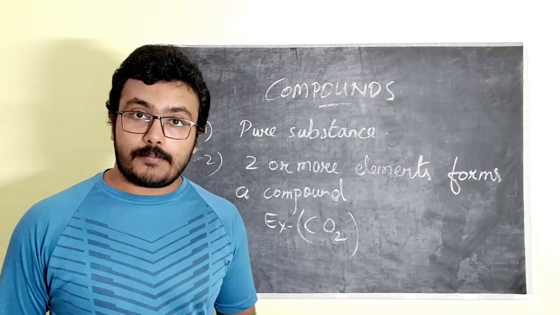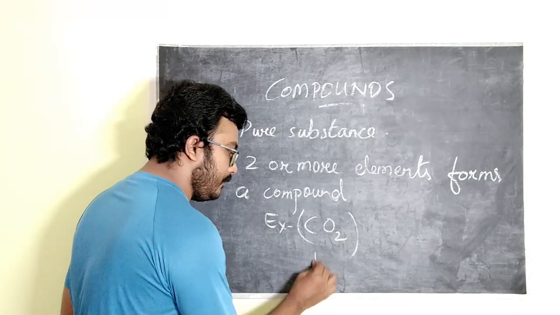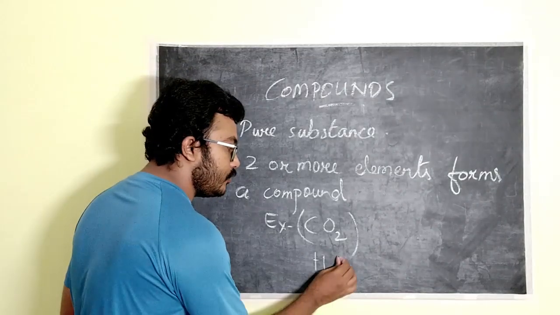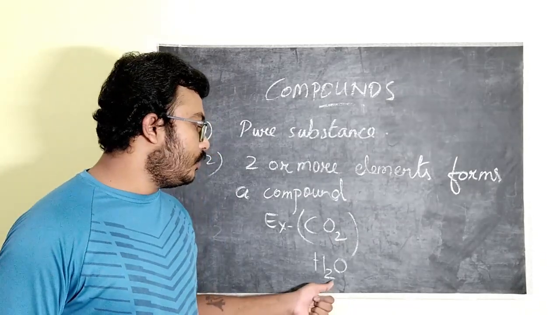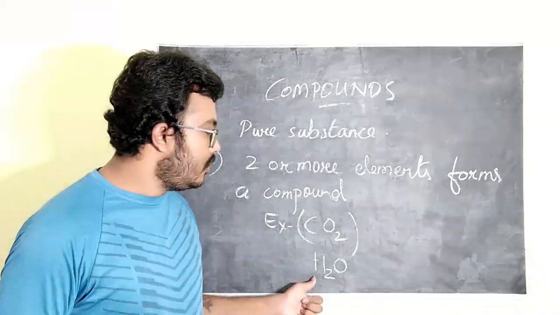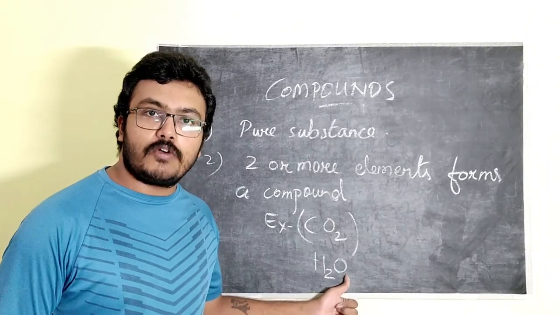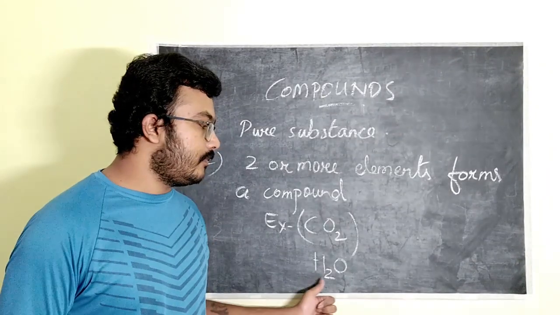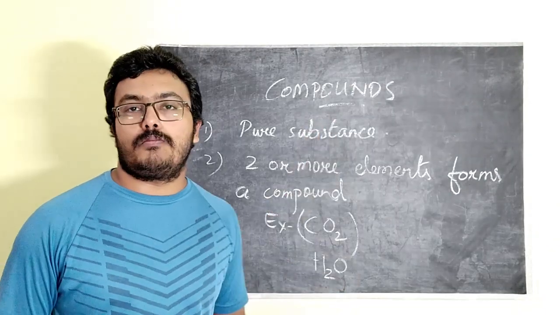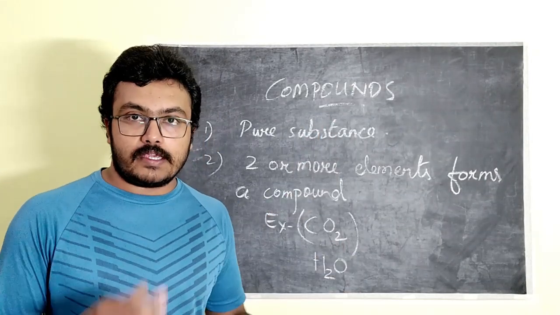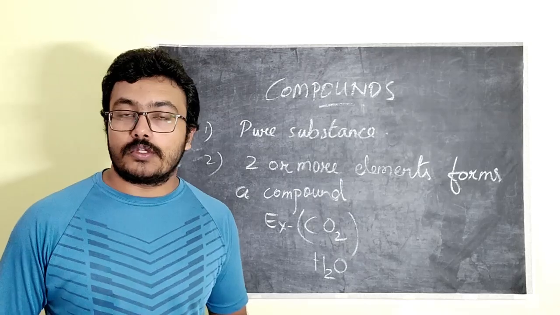Now the next common example is water, and it's written as H2O. Two atoms of hydrogen combined with one atom of oxygen gives you water, and water is a compound. These are the two examples which I gave you, and if you want more you can just go through the textbook.